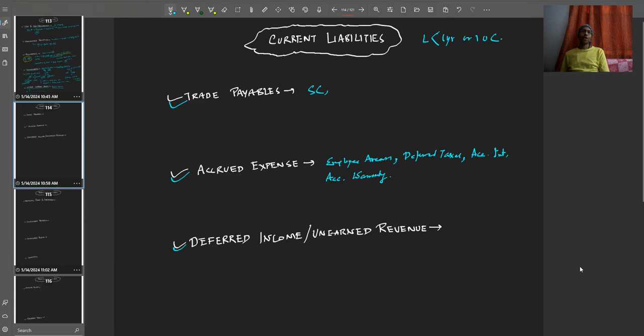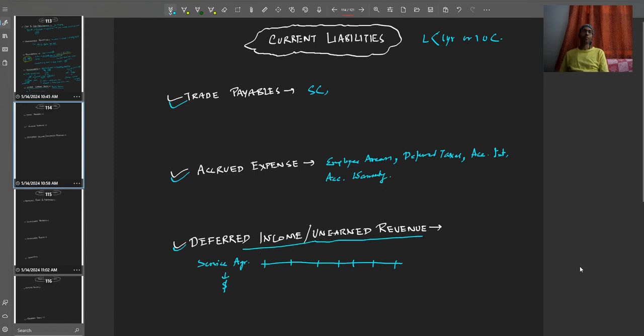Let's say you have signed a service agreement for your equipment. You have sold an equipment and you have signed a service agreement for the next 5 years, and you have taken the payment right now. This can lead to an unearned revenue because the services are still to be delivered, distributed over 5 years, but you have taken the entire payment of the agreement right now. So this will create a liability, a current liability in the form of unearned revenue.